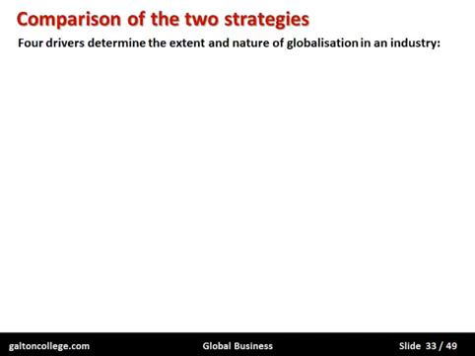Comparison of the two strategies. Well, there are four drivers that determine the extent and nature of globalization in an industry. The first set of drivers are the market drivers. Similarity in customer needs. Clearly, if the customers don't like the products, perhaps from one country the products are very popular, but in another country they're not liked, then there is no opportunity for producing overseas. There's no market, so there will not be globalization. So the most fundamental market driver is that the customer needs must be similar between production centers, between countries.